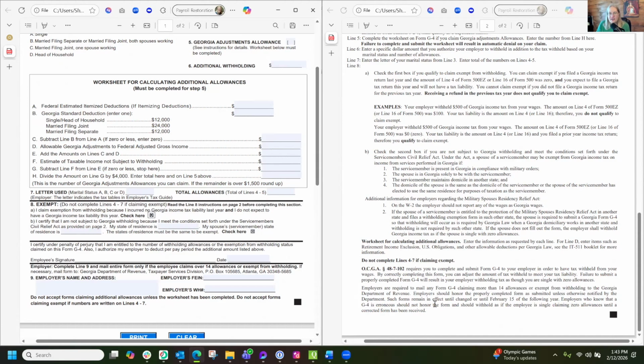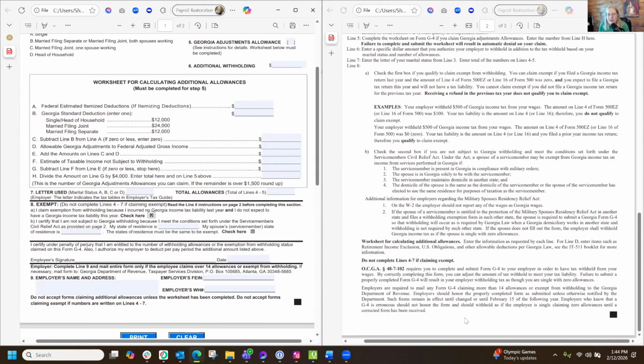OCGA code section 48-7-102 requires that you complete and submit a G4 to your employer in order to have tax withheld from your wages. By correctly completing this form, you can adjust the amount of tax withheld to meet your tax liability. Failure to submit a properly completed Form G4 will result in your employer withholding as though you are single with zero allowances.